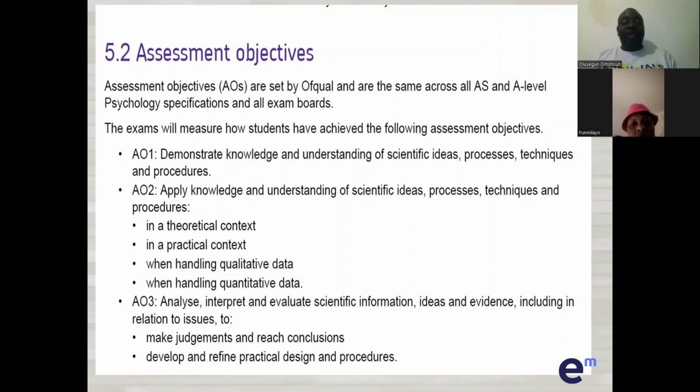And this is very important in psychology because psychology should not be treated as an abstract subject. So that is the AO2. And the third one, which is the final, AO3, is called analysis and interpretation of scientific information.